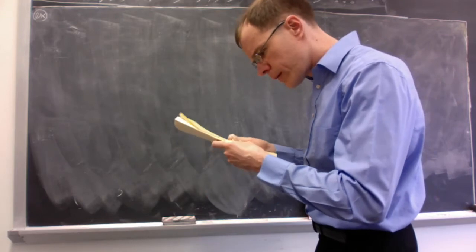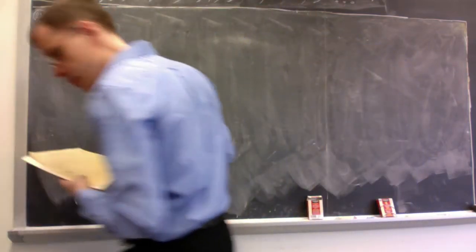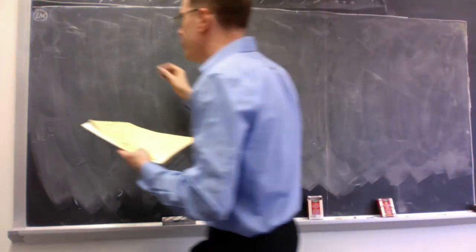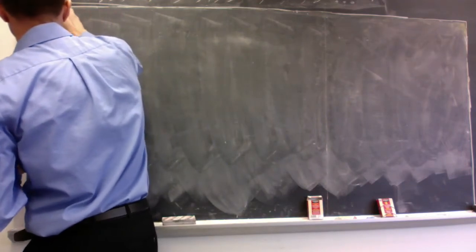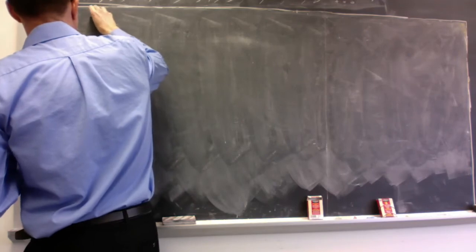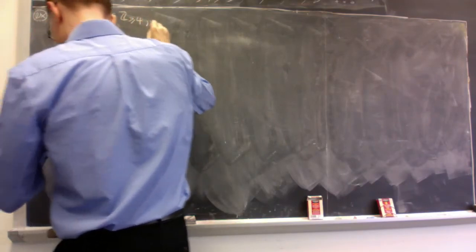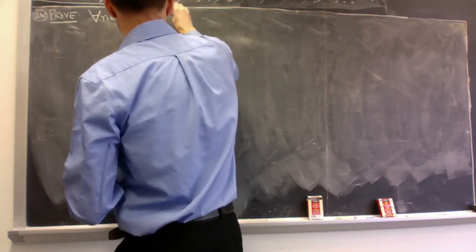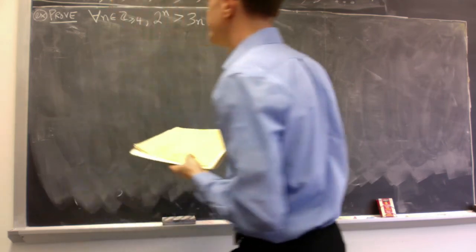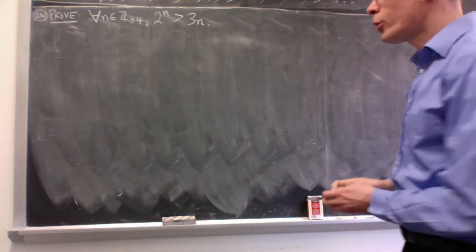All right, so let's see. Let's prove, without using differential, let's prove for every integer n at least 4, 2 to the n is strictly greater than 3 times n. All right, inequality. Starting at 4.